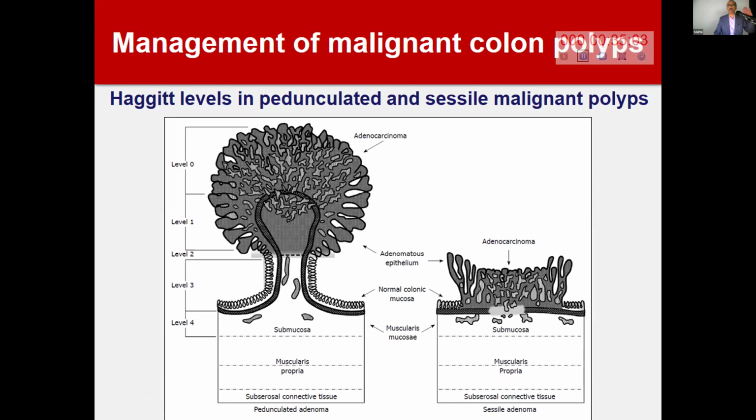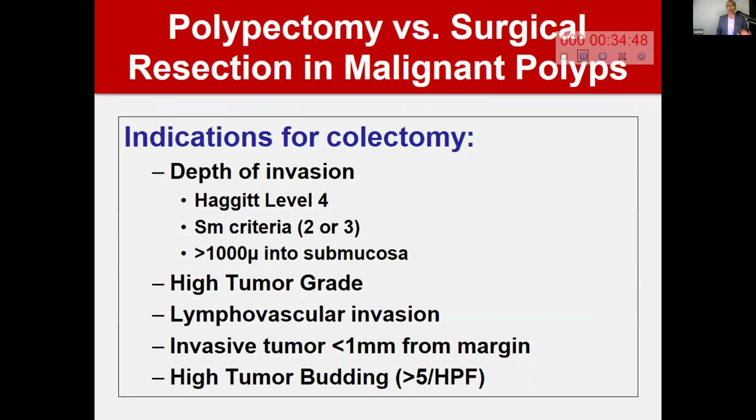Hence this shift to not report things as SM1, 2, or 3, but actual depth of invasion, which you can measure from the muscularis mucosae, and then give your clinicians the information they really need to decide what to do next. So this is the basic report that you would issue if you have a malignant polyp with cancer. If it's pedunculated, give a Haggitt level. If you have a sessile polyp, you have a choice.